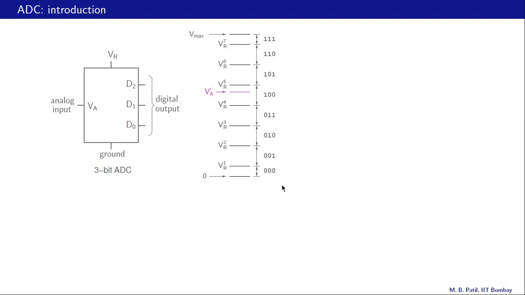Here is a schematic diagram showing what an ADC should do. In this case, we have a 3-bit ADC. So, this interval between 0 and Vmax, which is the same as Vr, is divided into 8 intervals, that is 2 raised to 3. And these intervals are labeled 000, 001, 010, etc., all the way up to 111. Now, the given input voltage, VA prime, is compared with each of these levels, 0, Vr1, Vr2, Vr3, etc. And if it falls between these two levels, for example, then the output of 100 is assigned. So this is the MSB. So D2 would be 1, D1 would be 0, and D0 would be 0.